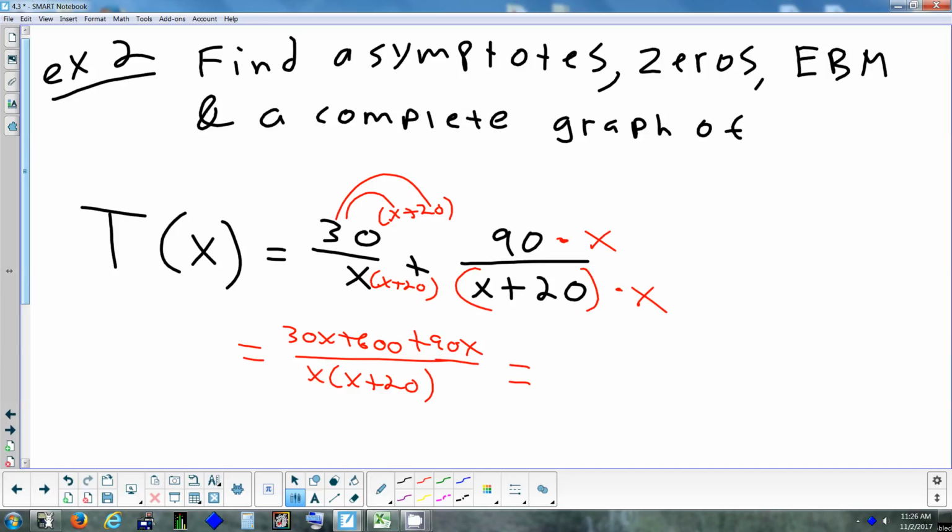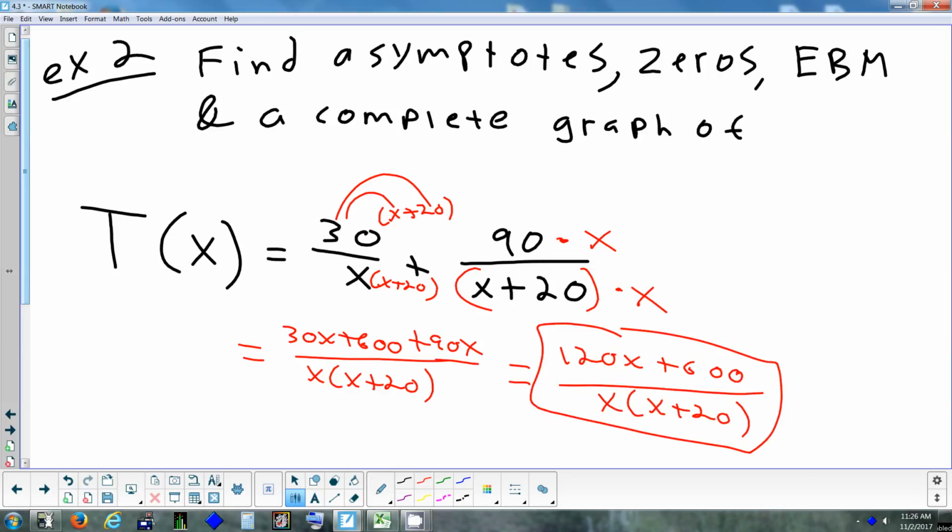The only thing we could do is combine like terms. What's 90x and 30x? 120x. If you want to distribute the x out in the bottom and write it as x squared plus 20x, you could. But I'm just going to leave it like that. Okay, so we're going to look at those two things. Any questions?